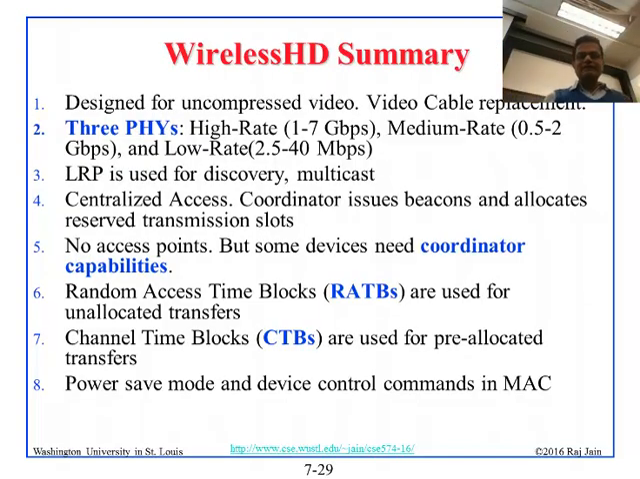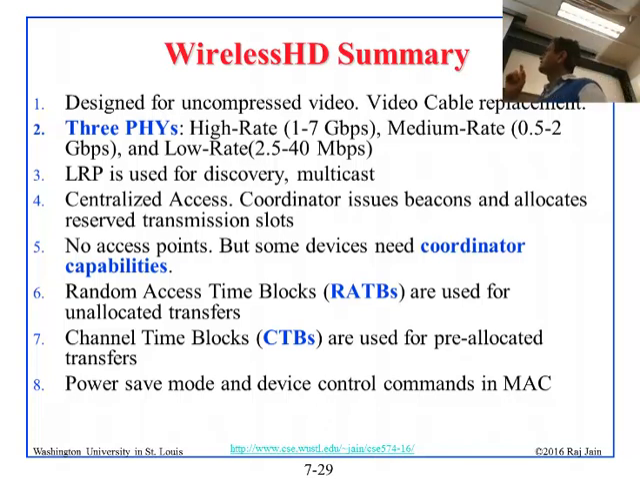All right, so that ends the wireless HD. It is designed for video cable replacement. It has 3 PHYs: high rate, medium rate, and low rate. And low rate is used for discovery and multicast. Everybody speaks low rate. There is a centralized access, although there is no access point, but the coordinator issues the beacons and allocates the reserved transmission slots. And then random access time blocks are used for unallocated transfer.